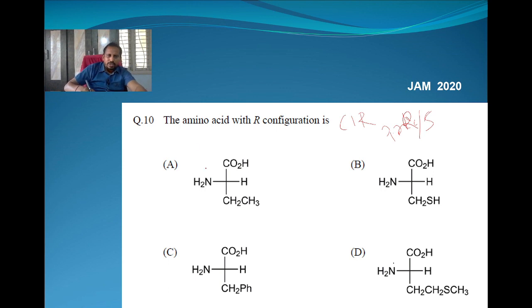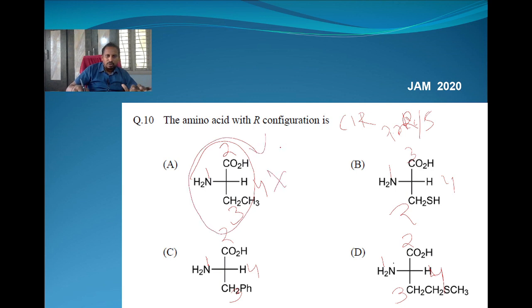So if you give the priority order, this is 1, this is 2, this is 3, and this is 4. In case of B, we have 1, and this is 2, sulfur is there, this is 3, and this is 4. In option C, this is 2, this is 3, and this is 4. As you know, for Fisher projection, if the 4th position is at horizontal position, then clockwise is S, anti-clockwise movement is R configuration. So here 1, 2, 3, clockwise, forget 4. Clockwise, 4th is horizontal, so this is S.